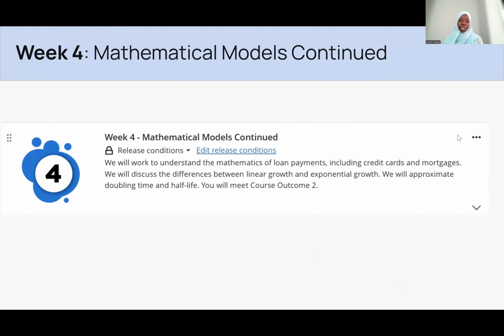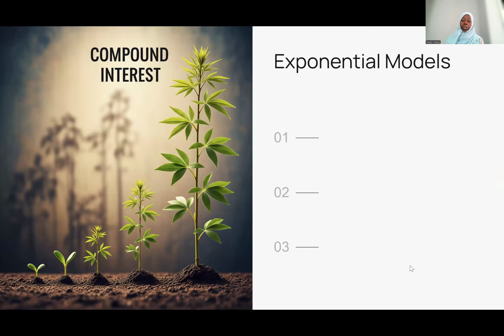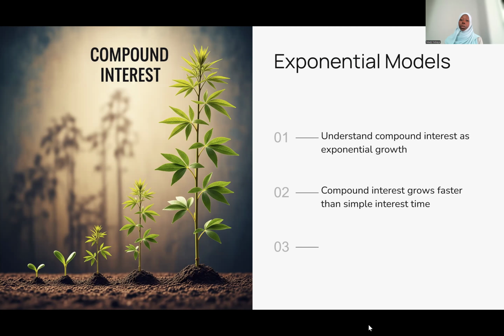So we started this discussion last week when we saw one type of mathematical model, which is the linear models. And one example we used was simple interest. This week, we're going to be looking at another type of mathematical model, which is the exponential model. And one example that's often used is compound interest. So we just want to understand that compound interest is a type of exponential growth, or it displays exponential growth. Also, compound interest will always grow faster than simple interest over time.